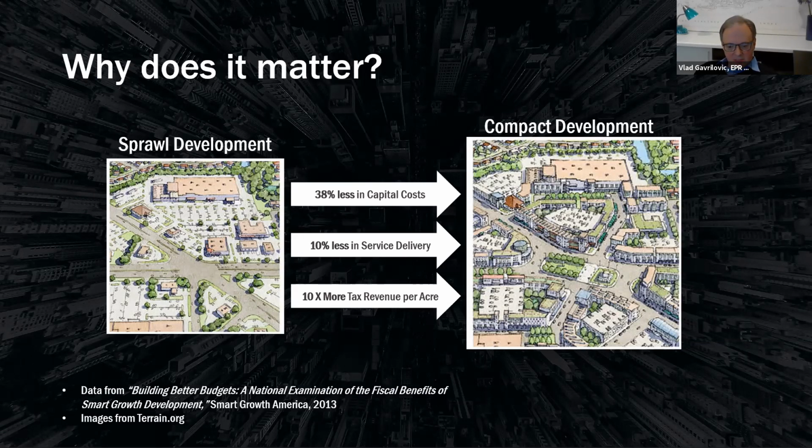You've probably seen a lot of studies on the benefits of compact development. This is one from Smart Growth America back in 2013 that showed that compact development had an average of 38% less in capital costs, so your roads, your water, your sewer, things like that, 10% less in service delivery, fire, police, etc., and then a whopping 10 times more tax revenue per acre, which is not surprising. If you put more potatoes into the same size bag, it's going to weigh more.